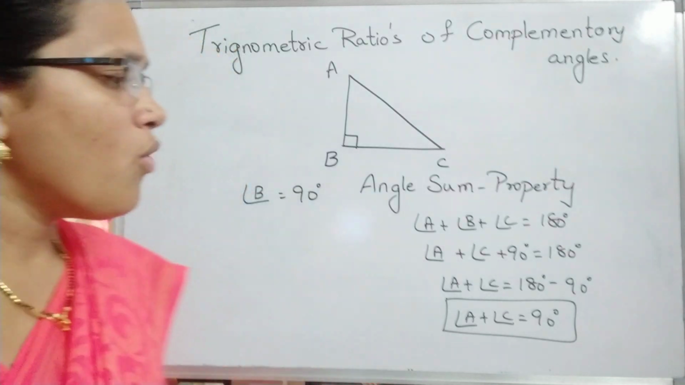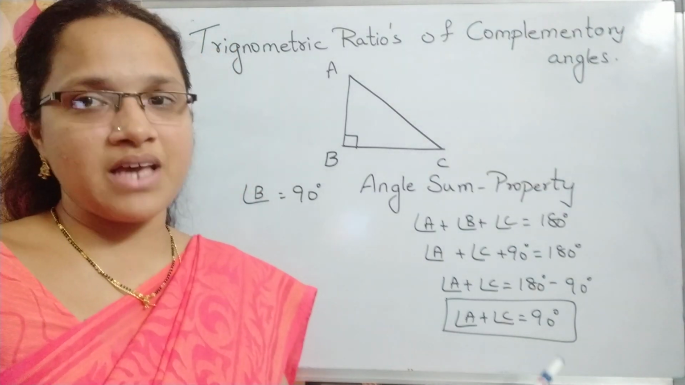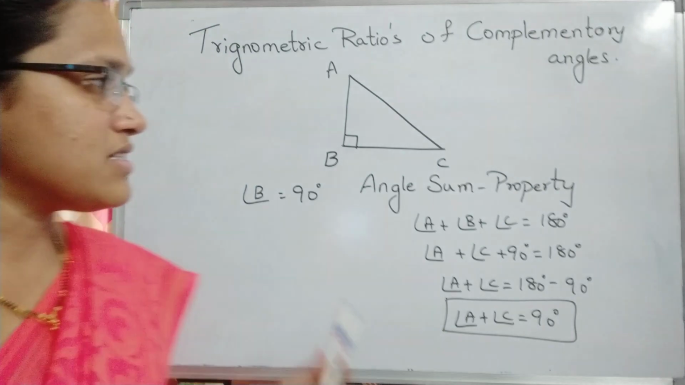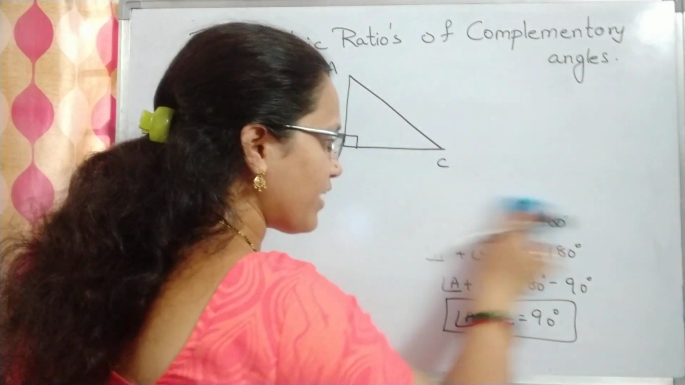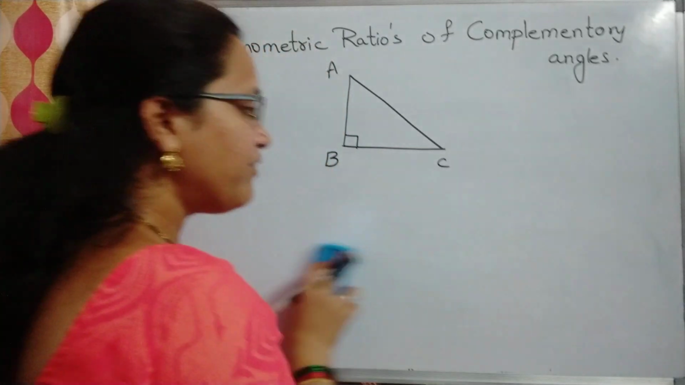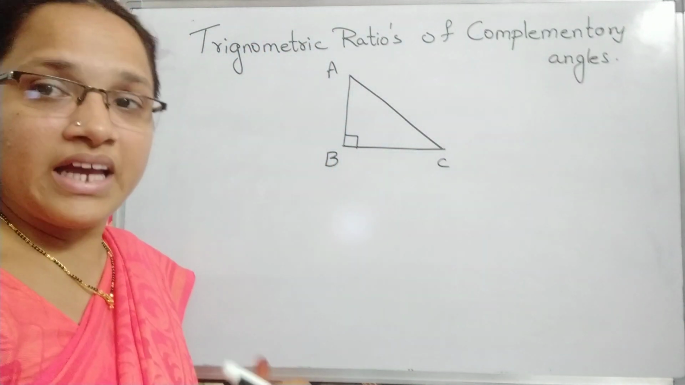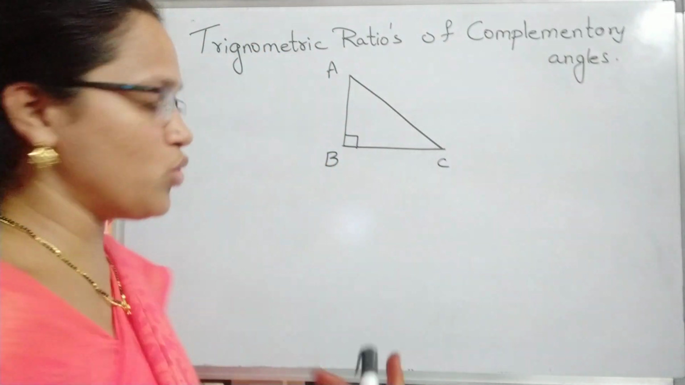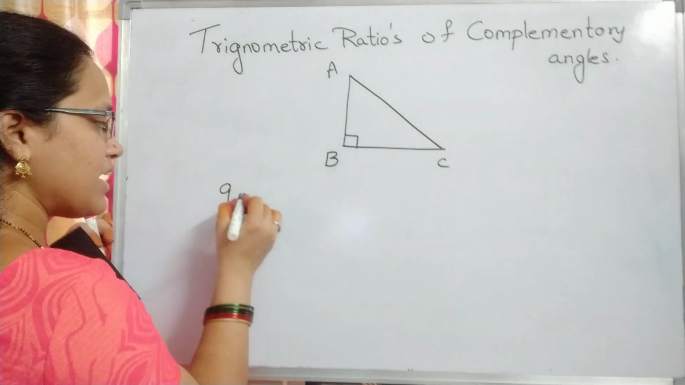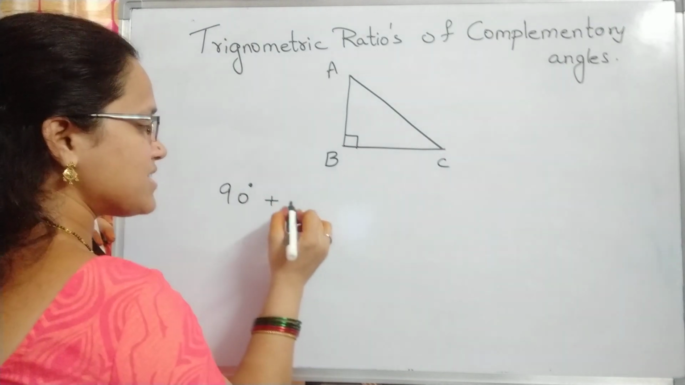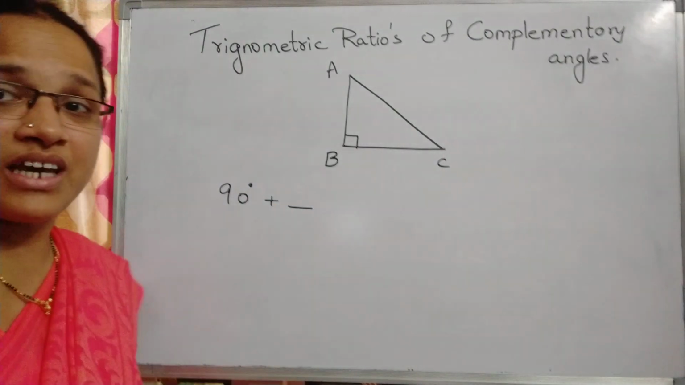Okay, now what is the use of this angle A plus angle C equals to 90 degrees? Yes, now let us learn that. Children, in trigonometry, according to the trigonometric ratios, angle of 90 degrees plus angle. What is that angle? It can be anything.